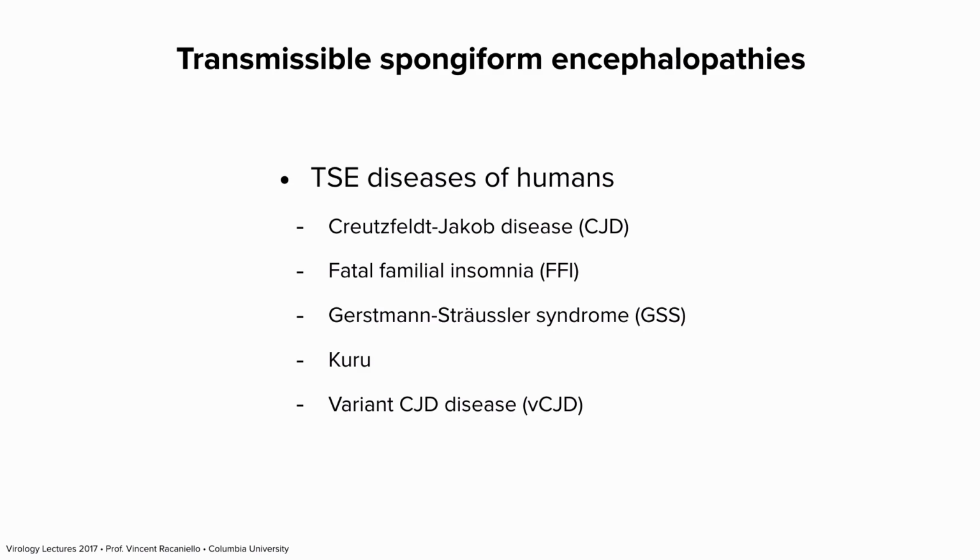In humans, we have a number of diseases that we recognize. Creutzfeldt-Jakob, CJD. Then we have fatal familial insomnia, which crops up now and then in the press, Gerstmann-Straussler syndrome, Kuru, and then variant CJD, which is caused by eating beef that's contaminated with mad cow prions. And these are all forms of TSEs that are slightly different. That's why they're given a different name.